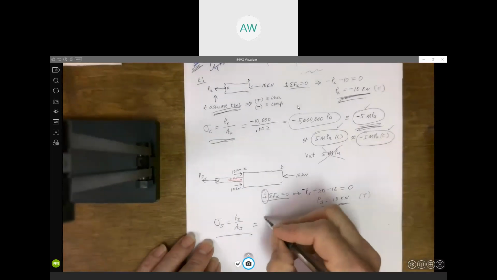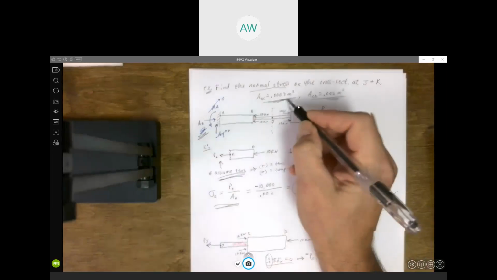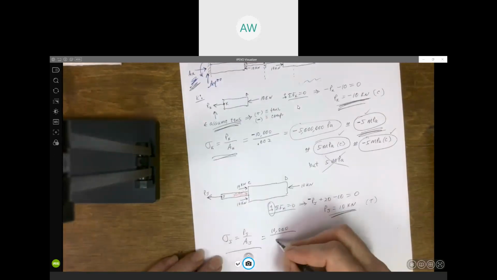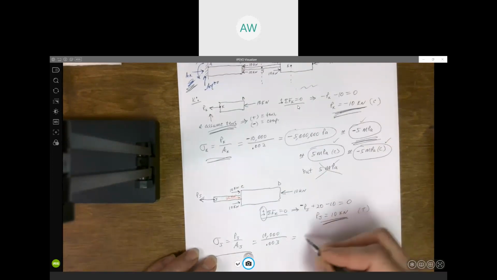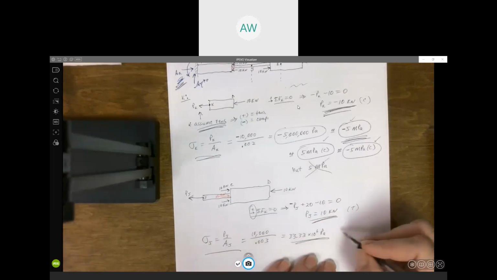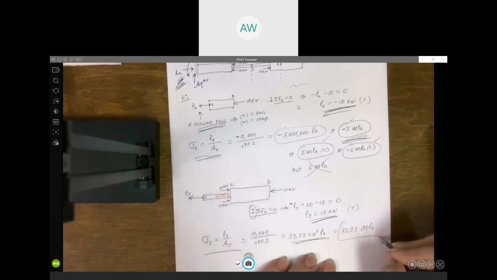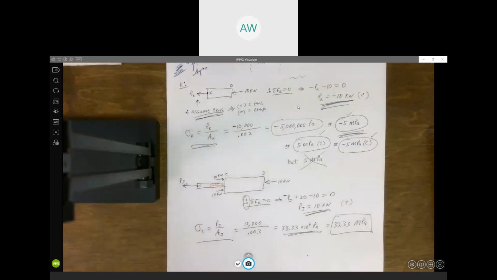So we've got 10,000 newtons. The area, we go back up here, and BC, cross-sectional area is 0.003. And that comes out to be 33.33 times 10 to the 6 pascals. Or how most people would write that is 33.33 megapascals. But it's in tension because the axial force in that section is in tension. It's pulling and stretching it.